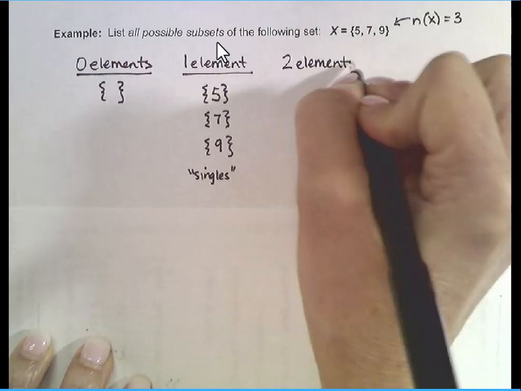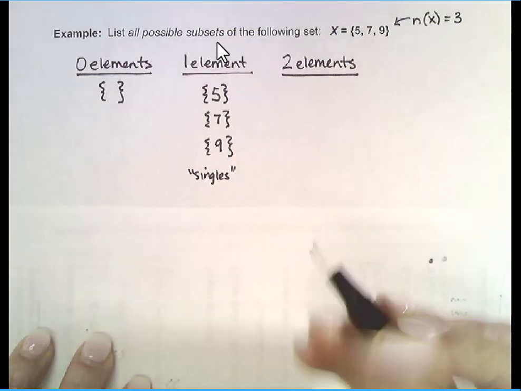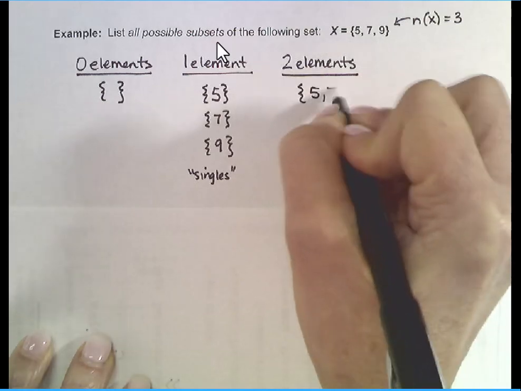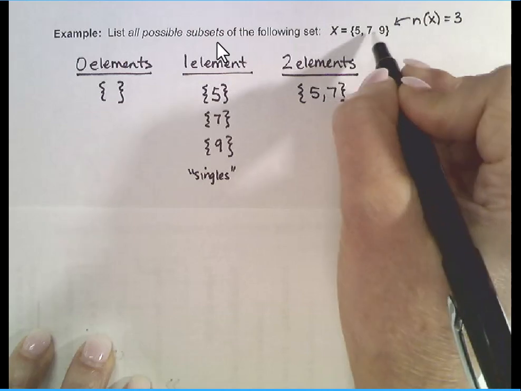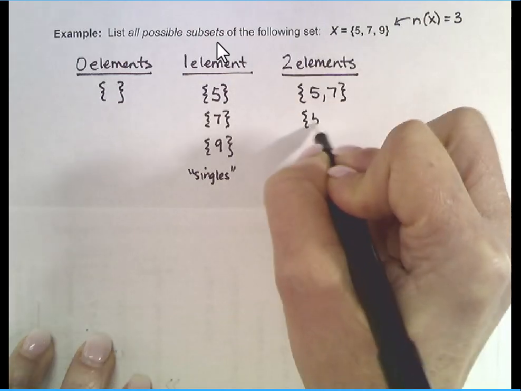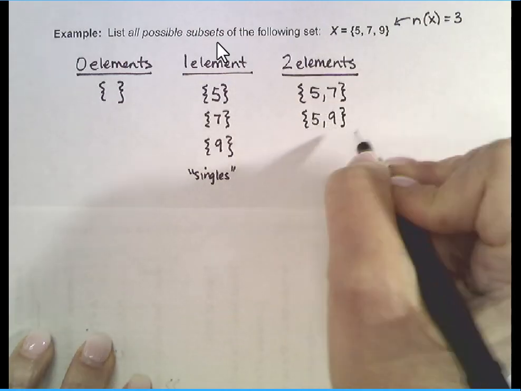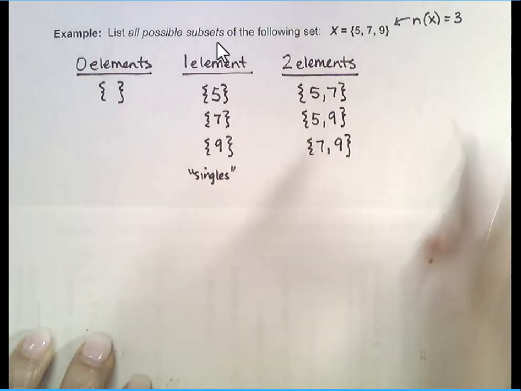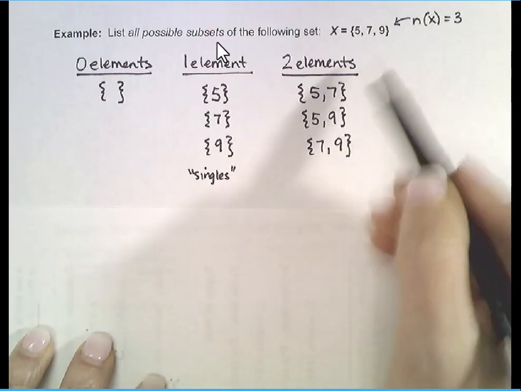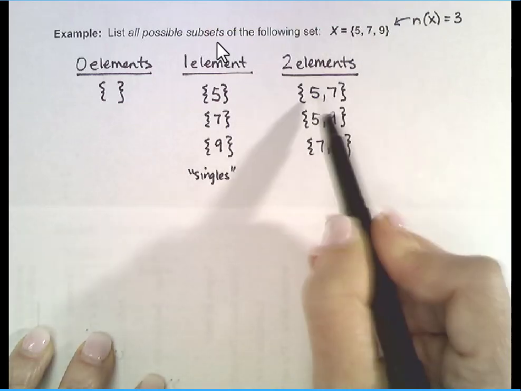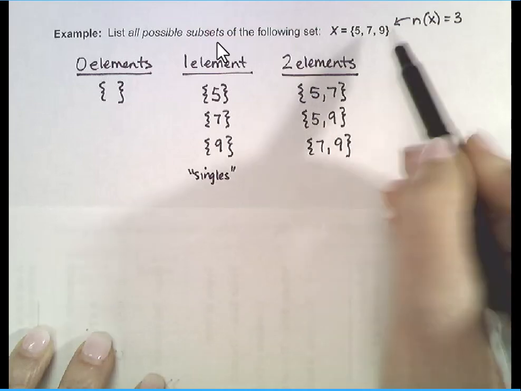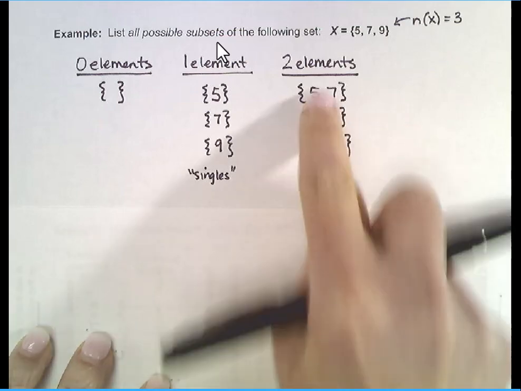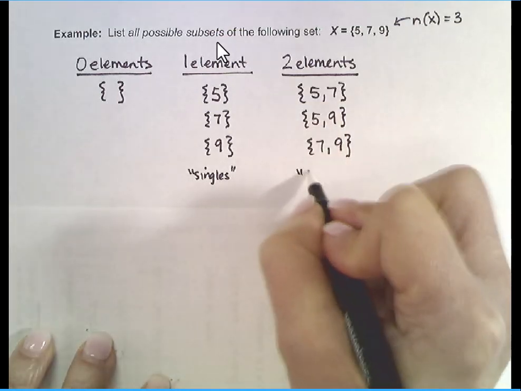How many subsets can we write that have 2 elements? Well, I could pair up 5 and 7, or I could pair up 5 and 9, or I could pair up 7 and 9. If you pick any other pairing, we've already mentioned it. So don't say 7, 5, because that's the same thing as 5, 7. And don't say 9, 7. That's the same thing as 7, 9. So we don't want to list any repeats here. There's just 3. We're going to call those the doubles.